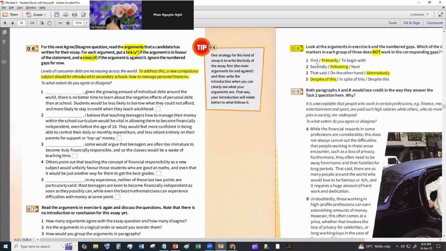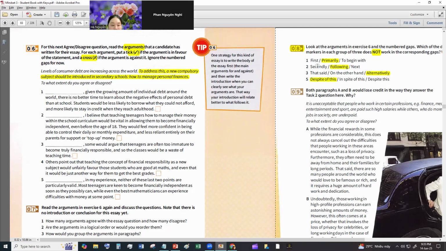Okay, and following, normally it's following that, and it's used to sequence like a step in a process, and normally the following step does not stand alone. Alternatively is like a choice. Today we have a day off, so we can go out. Alternatively, we can go to the park, or we can stay in. Okay, so despite of this is the only one that's incorrect in this choice.